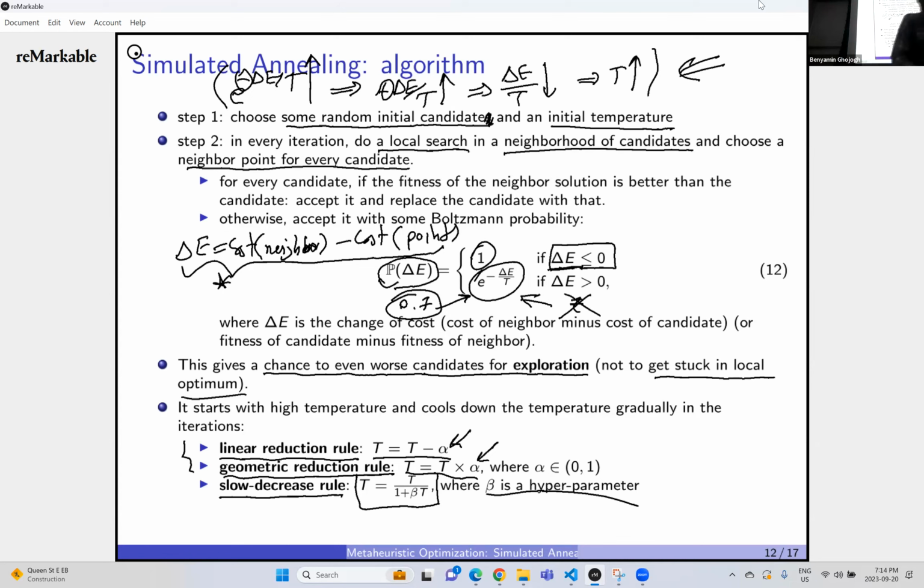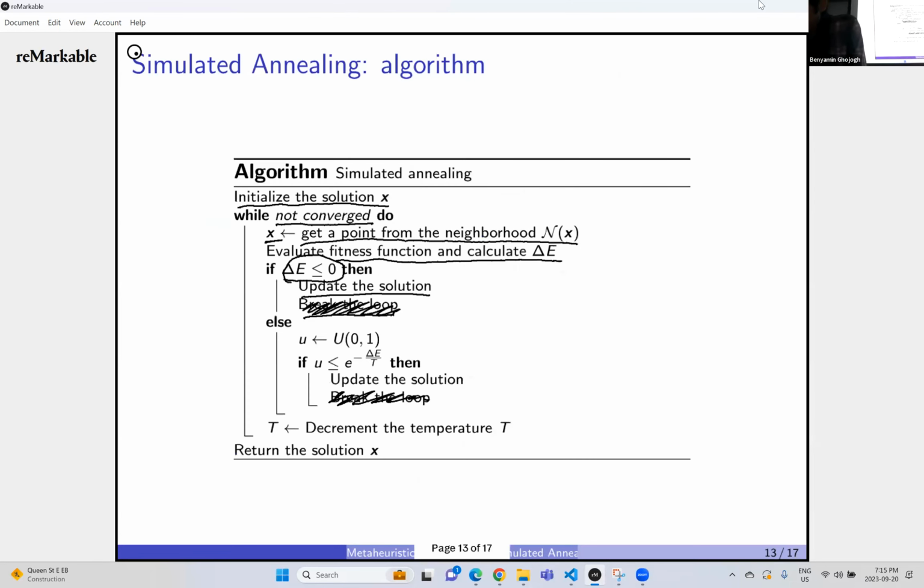Okay. Did you understand how to use probability in a programming language? Generate a uniform number between 0 and 1 and compare it to the probability. And this is exactly what I'm doing here. Generating a uniform random value. If it is less than the probability, accept that neighbor and update the solution. Otherwise, reject it and stay where you were.